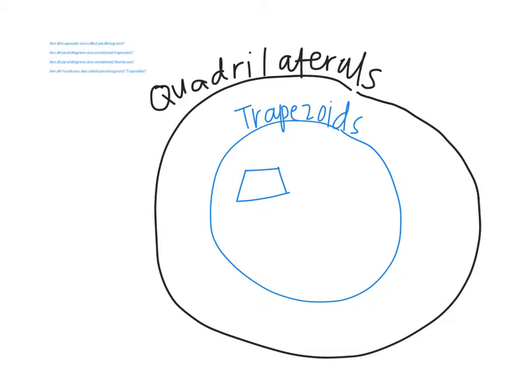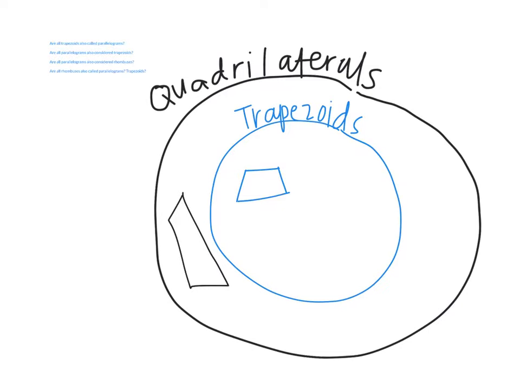But could I draw a quadrilateral like that? Is that one a trapezoid? No, it doesn't have at least one set of parallel sides. So does it belong inside the quadrilateral circle? Yes. Does it belong inside the trapezoid circle? No. So that's how we're going to sort things, okay? So go ahead and draw yourself a trapezoid and draw yourself a quadrilateral and put it into the right place in your circle.